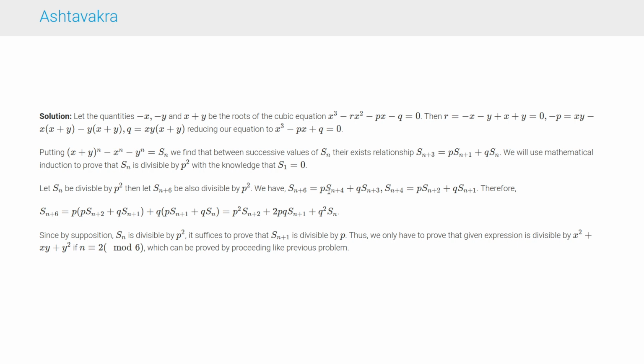So Sn plus 6 is equal to P Sn plus 4 plus Q Sn plus 3. Also Sn plus 4 is equal to P Sn plus 2 plus Q Sn plus 1. Therefore, Sn plus 6 is equal to P into (P Sn plus 2 plus Q Sn plus 1) plus Q into (P Sn plus 1 plus Q Sn). That is P square Sn plus 2 plus 2PQ Sn plus 1 plus Q square Sn. Since by supposition Sn is divisible by P square, it suffices to prove that Sn plus 1 is divisible by P. Thus, we only have to prove that the given expression is divisible by x square plus xy plus y square if n is congruent to 2 mod 6, which can be proved by proceeding like the previous problem.